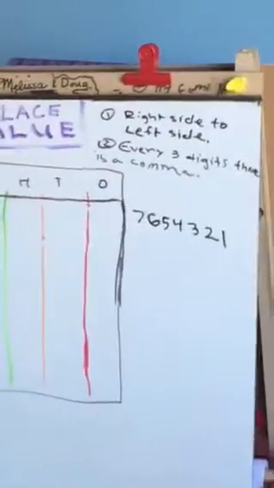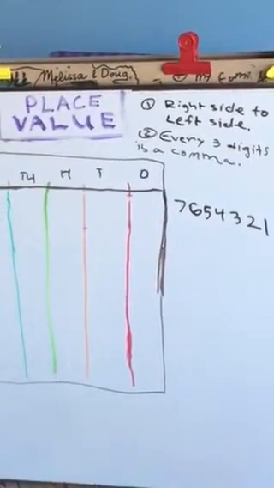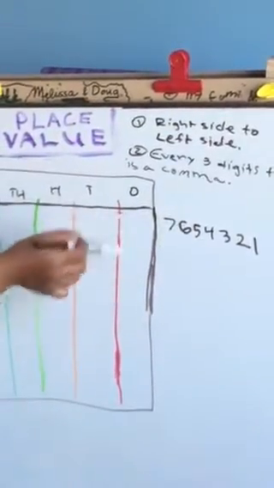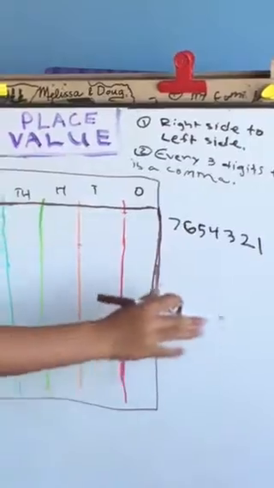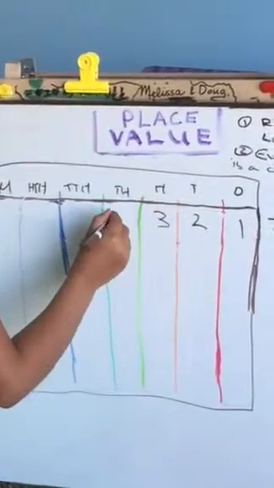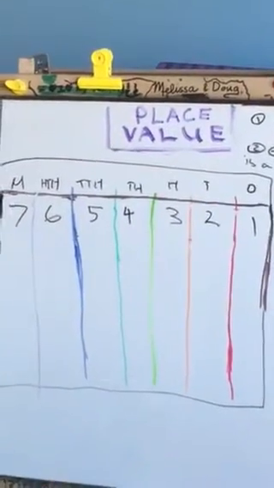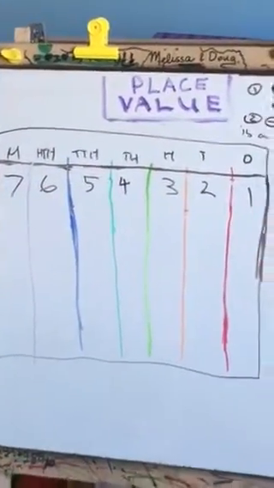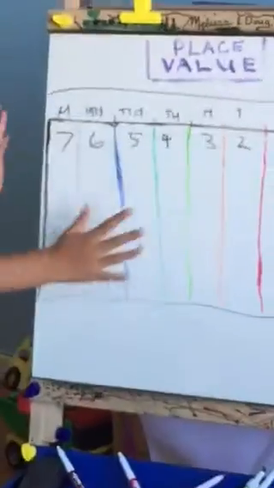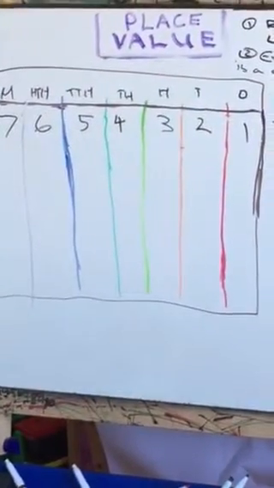Now, here I've written this number, 765431. Now, we're just going to copy the digits of this number into this chart. So 1, start from the right side. 1, 2, 3, 4, 5, 6, and 7. Just copying it. It's simple. So this is the ones column, tens, hundreds, thousands, 10,000s, 100,000s, millions. Don't forget that.